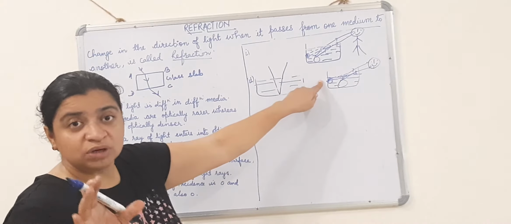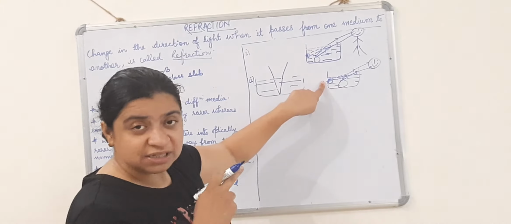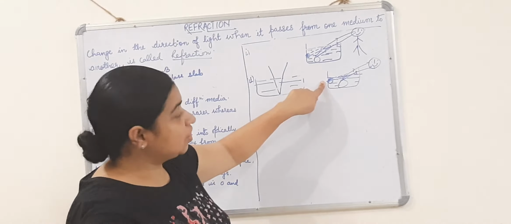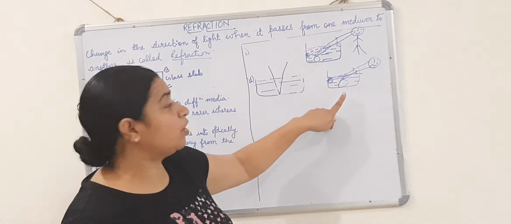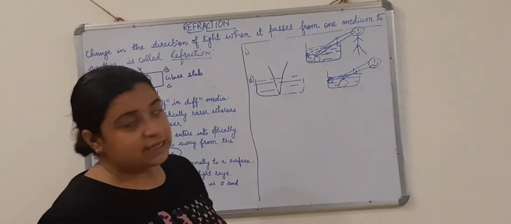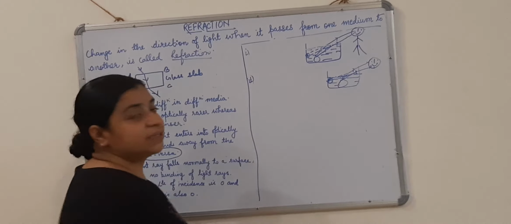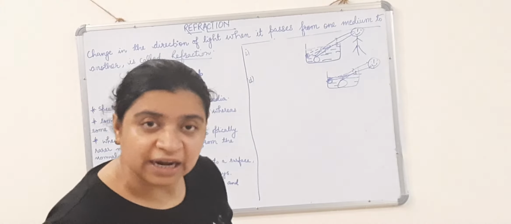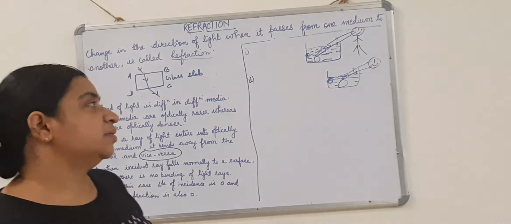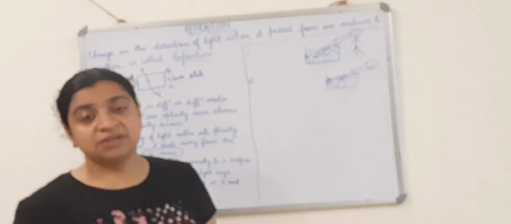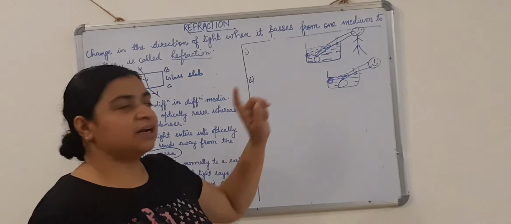And when you try to touch the coin, because you are seeing it here, according to you this is the coin. But when you try to touch here, you won't be able to touch it. Why? Because this is an image, not the actual coin; the actual coin is lying here. This happens because of the refraction of light. If this type of question comes in the exam, what will the answer be? The answer will be because of the refraction of light, and you will explain with the help of a diagram.